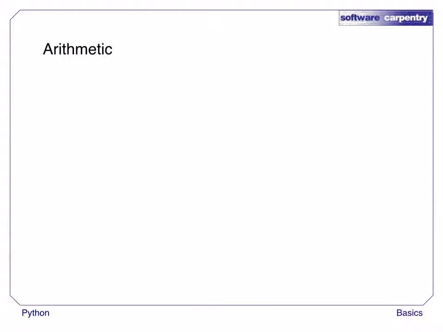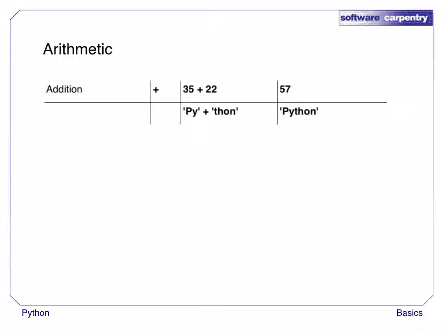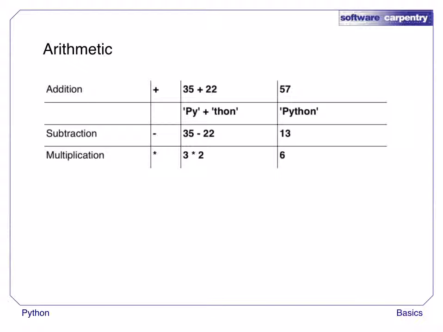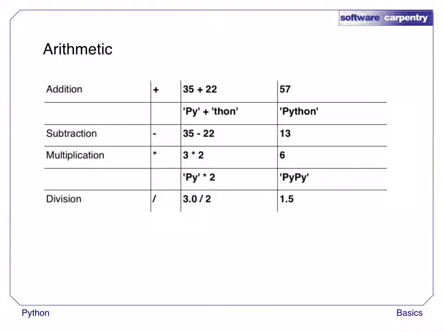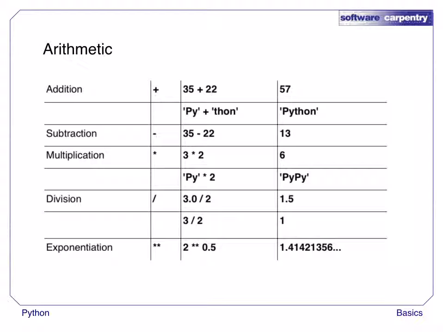And of course, Python provides the usual arithmetic operations on numbers. We've got plus for addition, which we can also use to concatenate strings. We've got minus for subtraction. We've got the star for multiplication. We can use this on strings as well. We've got the slash for division, which produces an integer throwing away a fractional part if both of its arguments are integers. We use the double star for exponents and the percent sign for integer remainder.